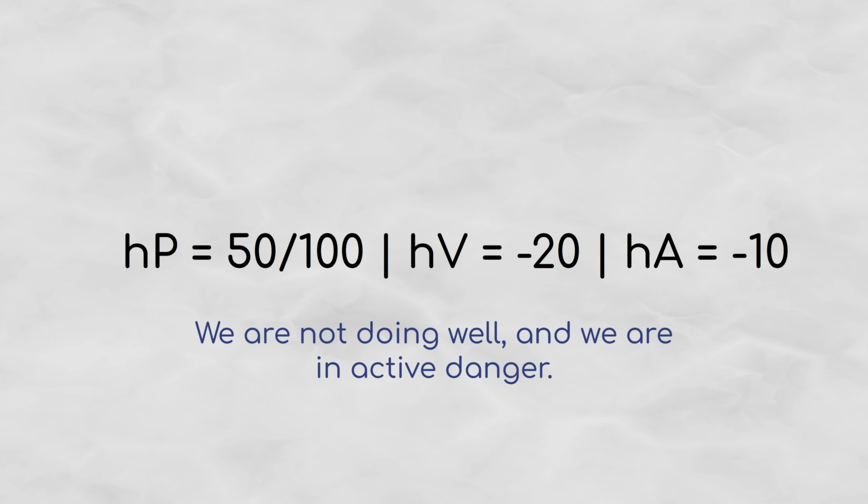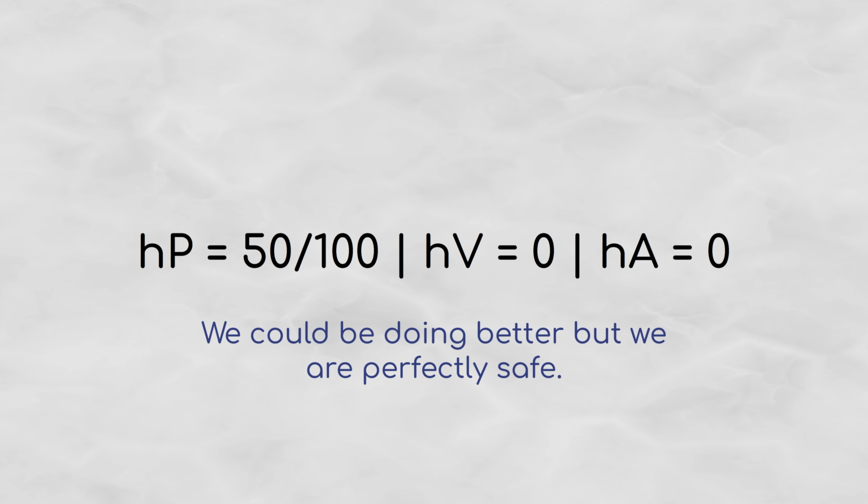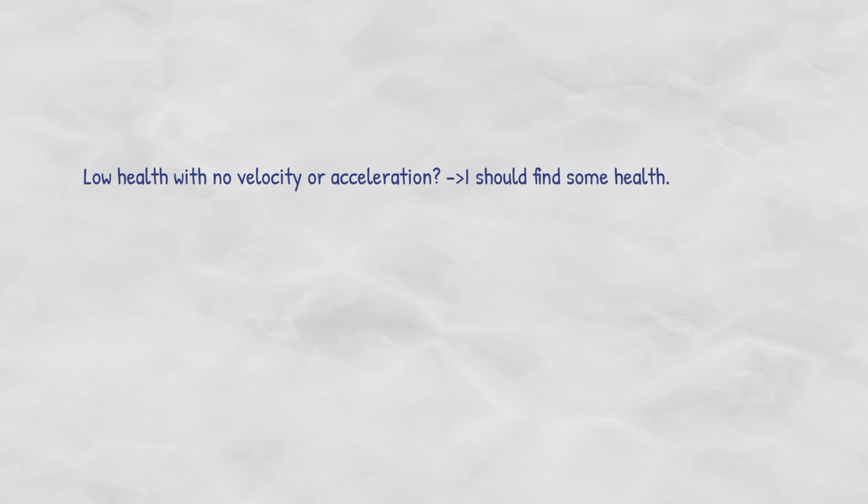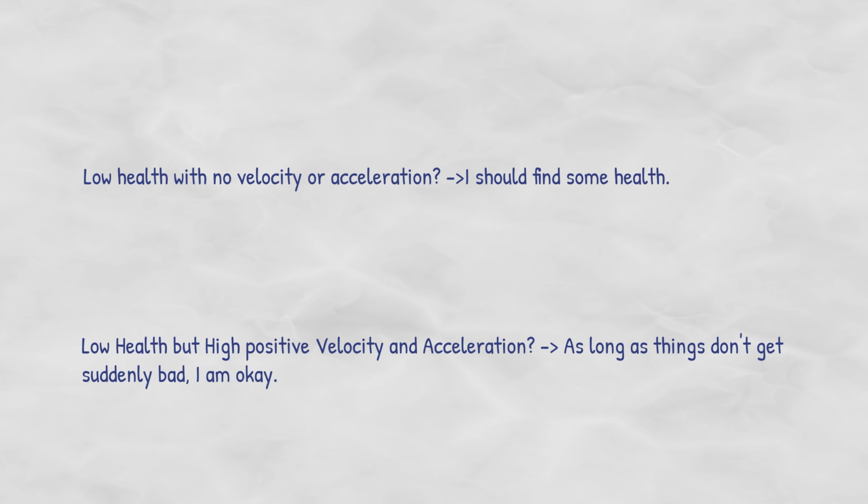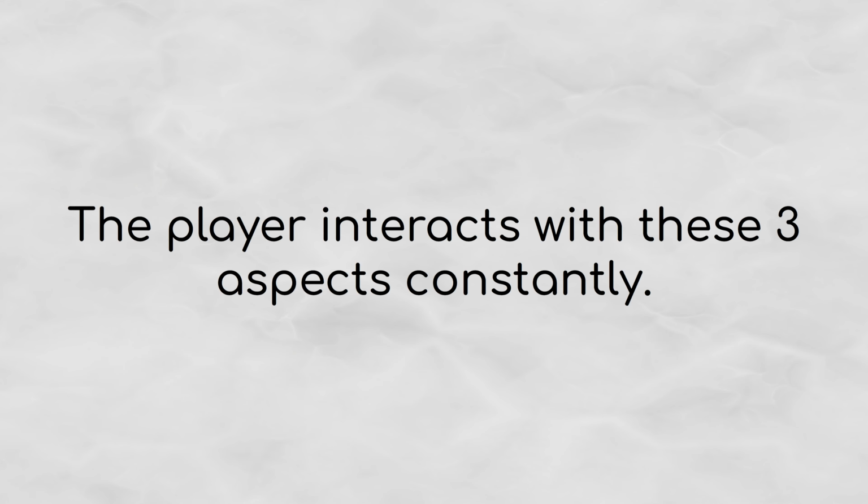Using this, we could look at it like this. With a health value of 50 out of 100, but a negative 20 velocity and a negative 10 acceleration, we know that we are not doing well and it's getting worse actively right now. But with the same position and no velocity or acceleration, we could be doing better, but as of right now, we are perfectly safe. Low health with no velocity or acceleration might lead a player to think, I should go find some health, whereas with low health but high positive velocity and acceleration, as long as things don't get bad, I'm okay. I don't need to heal. I am healing. So the player interacts with these three aspects constantly.